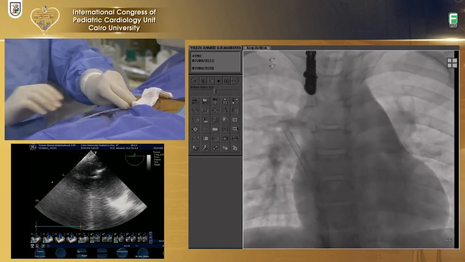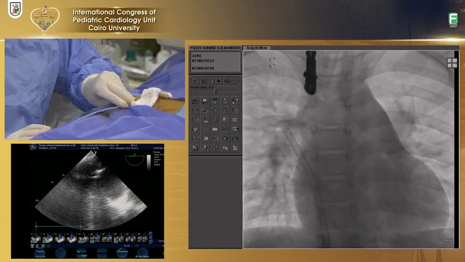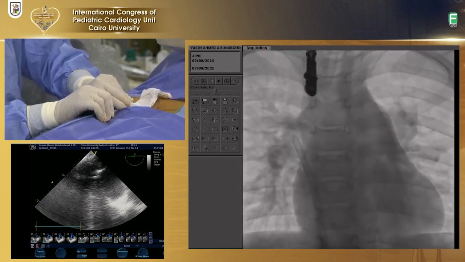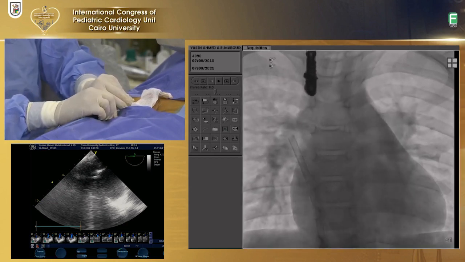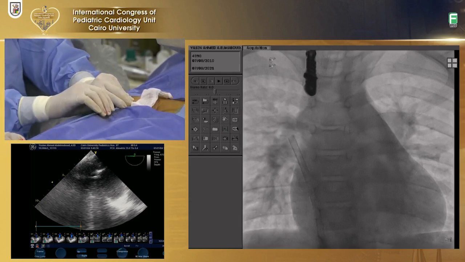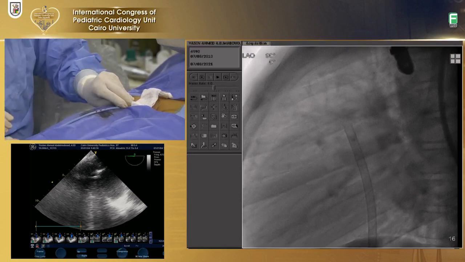Have a look by TE now, and we are putting the triple way. Okay. We make sure there is no air inside the system, the long sheath, and then we place a triple valve for bleeding. Okay. We stop any bleeding.